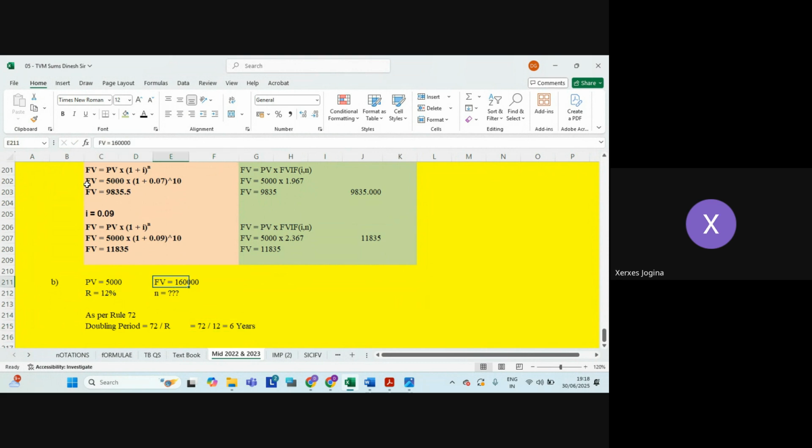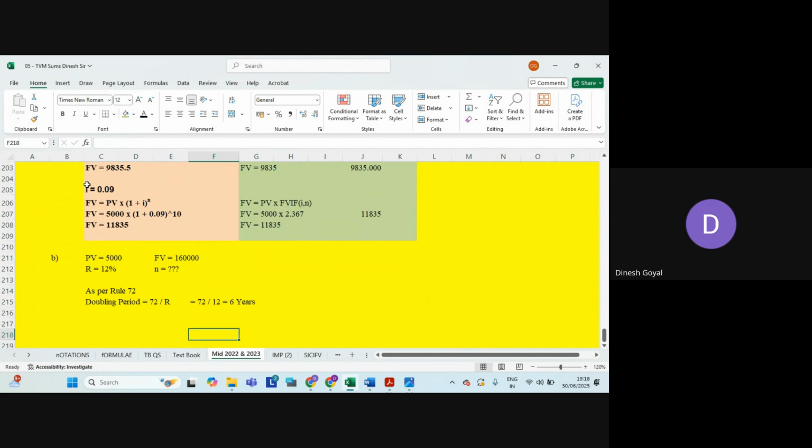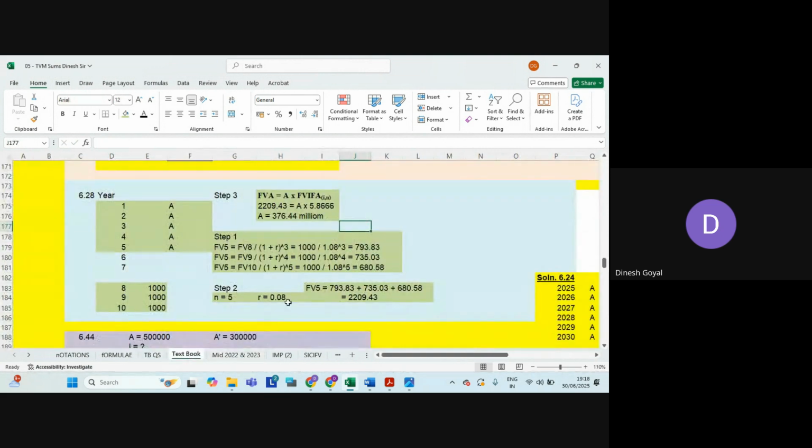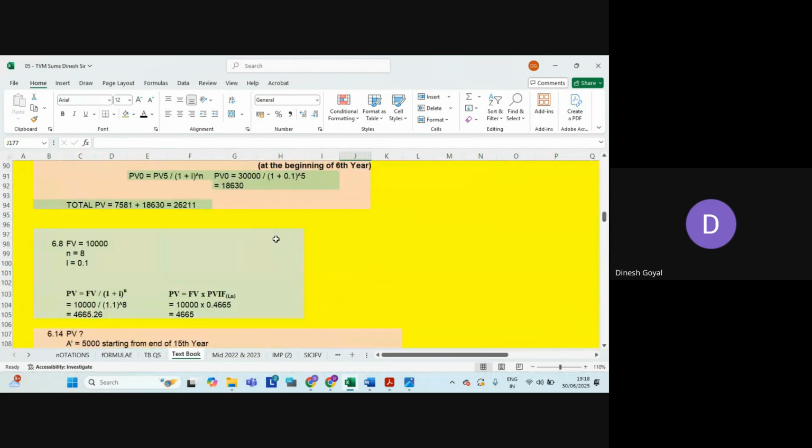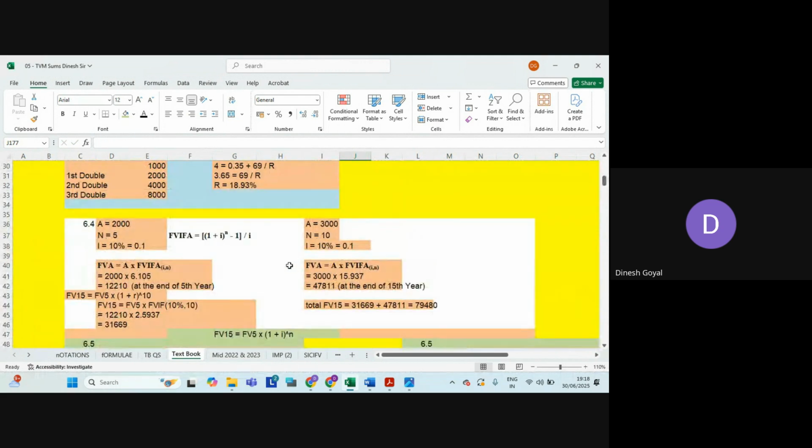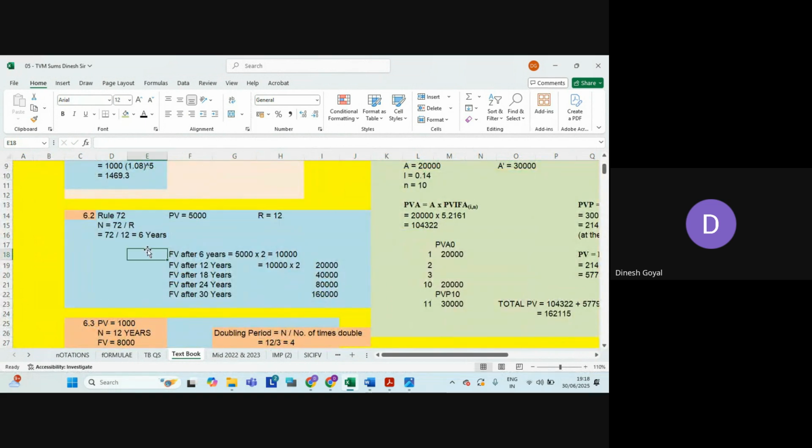But this is not just double, this is more than double. 5,000 is becoming 1,60,000, right? So how to find it? This same type of question we have already discussed in this textbook also. One question was there which we have discussed, the same question. So this was from the textbook only.